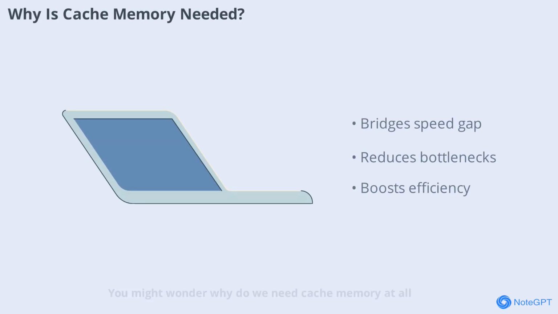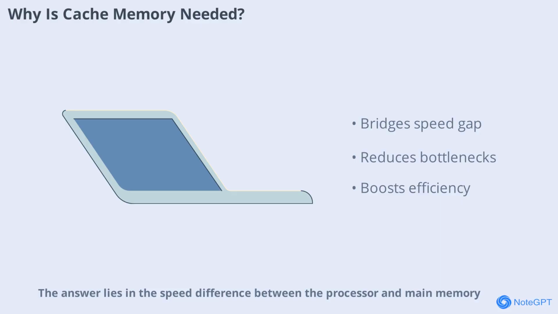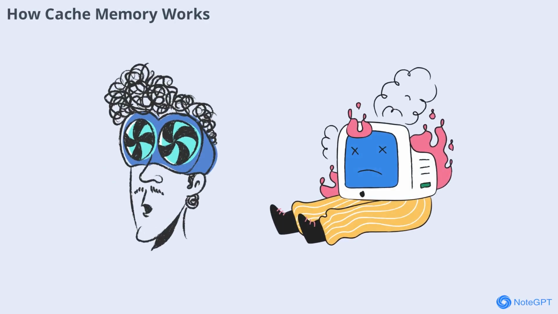You might wonder, why do we need cache memory at all? The answer lies in the speed difference between the processor and main memory. Modern processors work incredibly fast, but main memory can't always keep up. This mismatch creates a bottleneck, slowing down the entire system. Cache memory bridges this gap by providing a much faster place to store and retrieve data that the processor uses most often. By doing so, it allows the processor to work more efficiently and keeps your computer running smoothly, even when handling complex tasks.